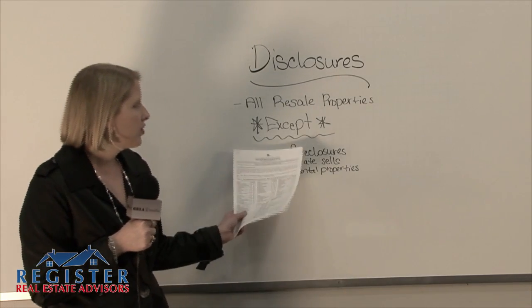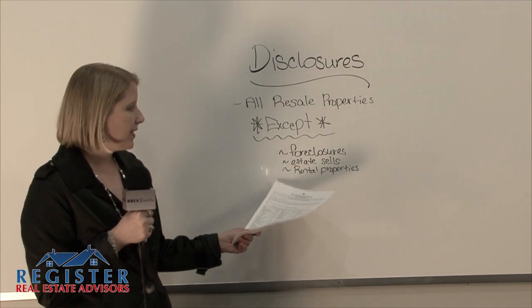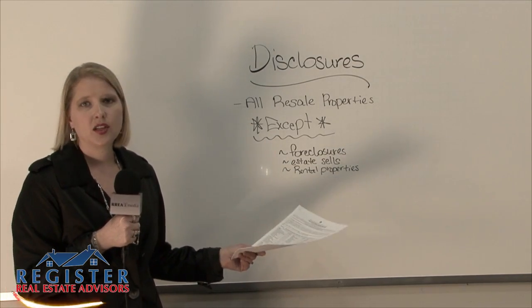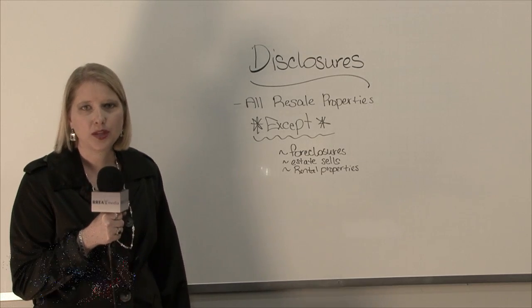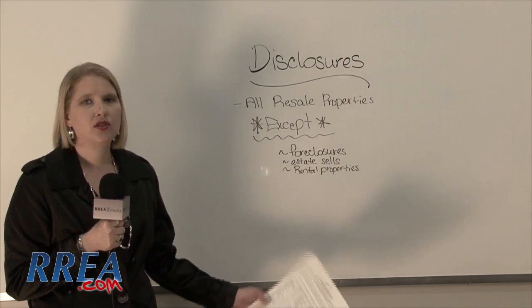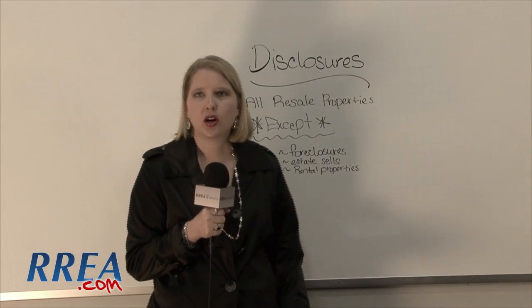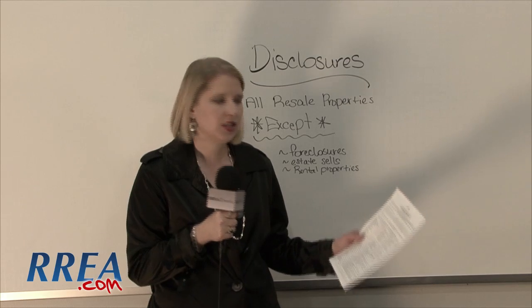So some exclusions to the disclosures would be foreclosure properties, estate sales, and rental properties. For example, if I purchased a property and I always had a renter in it and I never lived there, then when I sell it, I don't have to do disclosures on it because I've never lived there. So for pretty much all resale properties that you buy, you're going to get a disclosure on it.